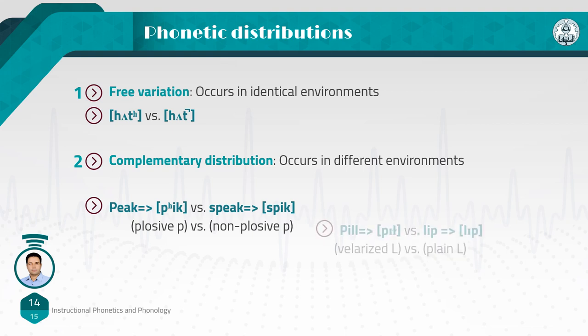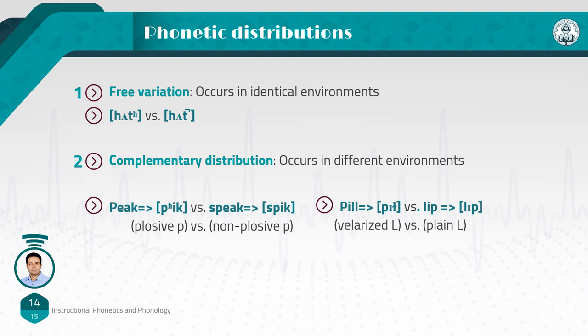Another example can be pill and lip. Here, in pill, the L is a velarized L. But in the second one, lip, the L is a plain L. As you can see in these two examples, these are called complementary distributions because they occur in different environments, and we show them by diacritic marks for velarization, the velarized L and also the plosive P.